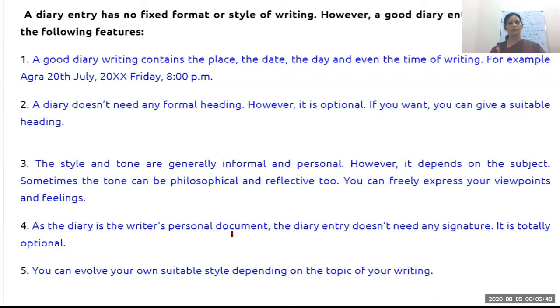And you know, this is a very personal document. So the diary entry does not need any signature. It's totally optional. That's why I told you, while you're writing a diary from the examination point of view, you do not write your name. Otherwise, if in the question they have given any fictitious name, you should write that fictitious name. Otherwise, no need.